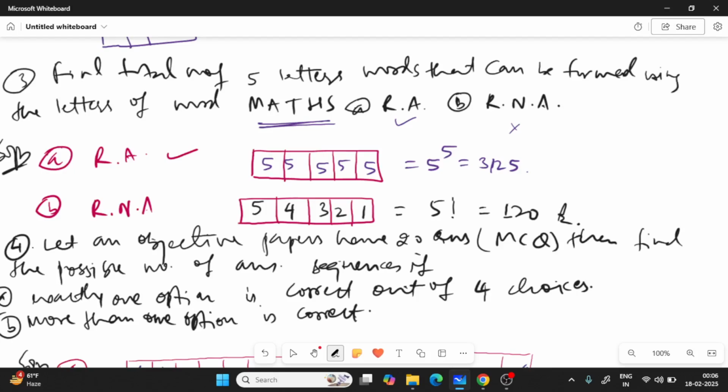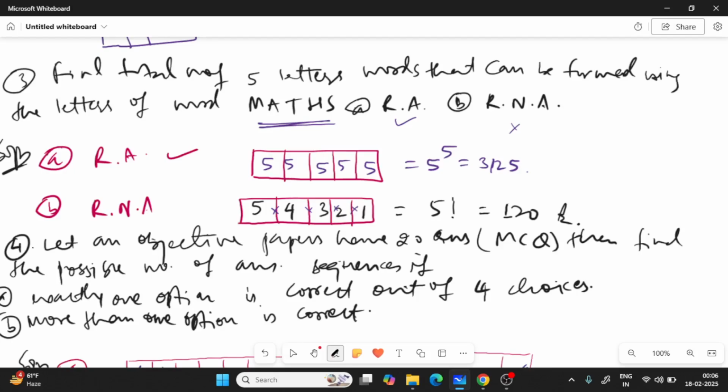And when repetition is not allowed, in that case the first box would be filled in five ways, the second in four, the third in three, then two, and one. So 5 into 4 into 3 into 2 into 1, and as you know, this is also the factorial notation. When you multiply all of these, you will get factorial 5. So this would be your factorial 5, that is 120, as you know earlier. So when repetition is not allowed, in that case you will have 120 ways, and when repetition is allowed, in that case 3125 words would be formed.